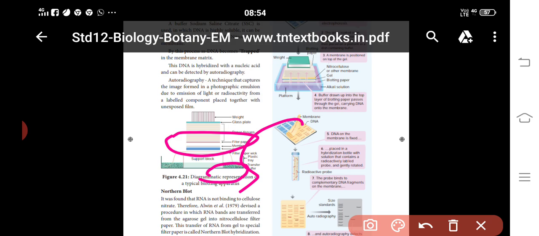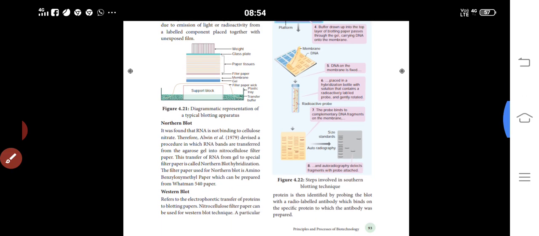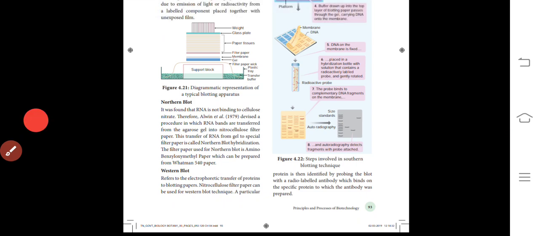Next is Northern blotting. It was found that RNA does not bind to nitrocellulose, so Alwine and Stark devised a procedure in which the RNA bands are transferred from the agarose gel to a special filter paper. This transfer of RNA from gel to filter paper is called Northern blot hybridization. The filter paper used is aminobenzyloxymethyl paper, which can be prepared from Whatman 540 paper.